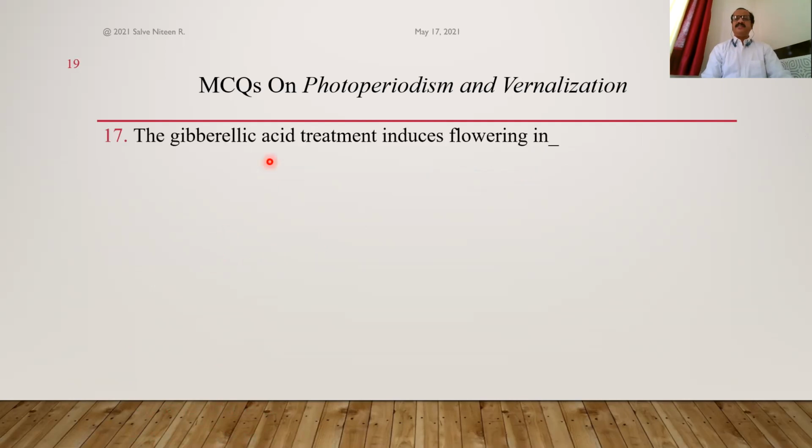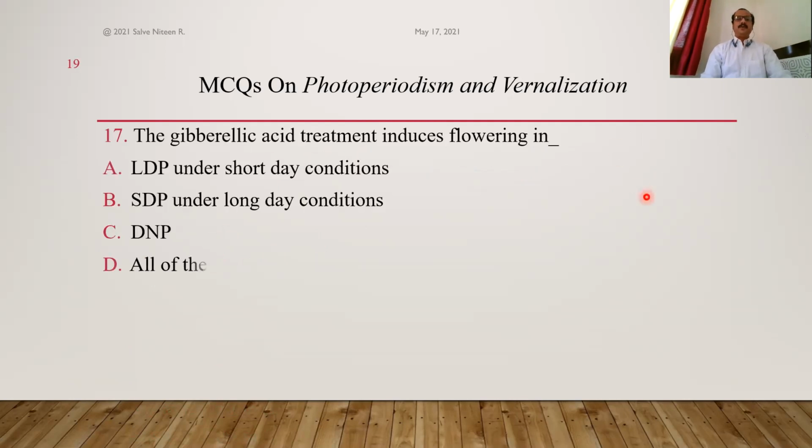The gibberellic acid GA3 treatment induces flowering in which category of plants? So gibberellic acid treatment induces flowering in LDP, long day plants, under short day conditions. Long day plants require long day conditions to produce flowers. But if long day conditions are not available and the plant is growing in short day conditions, then if we apply gibberellic acid, those plants will produce flowers even under short day conditions. So A is the right answer.